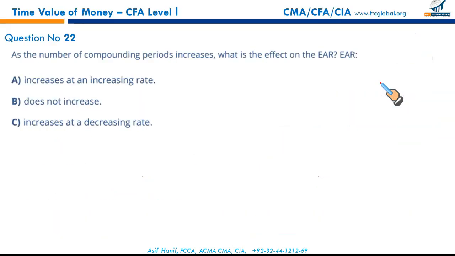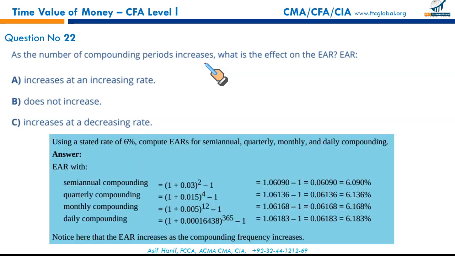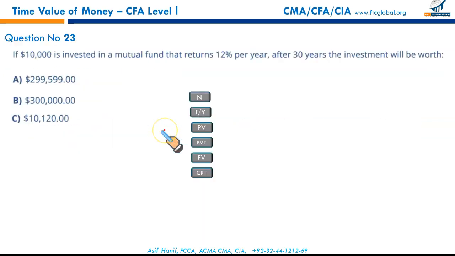All right, moving on to question number 22. As the number of compounding periods increases, we just discussed this a little while earlier through this table, what is the effect on the effective annual rate? It increases, we know that, but it increases at a decreasing rate. So that is a clear, straightforward question. It's C. Increases at a decreasing rate. Next.